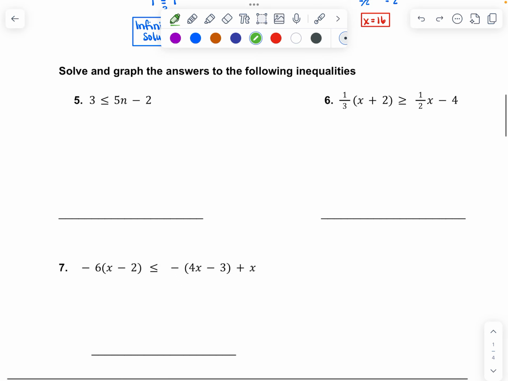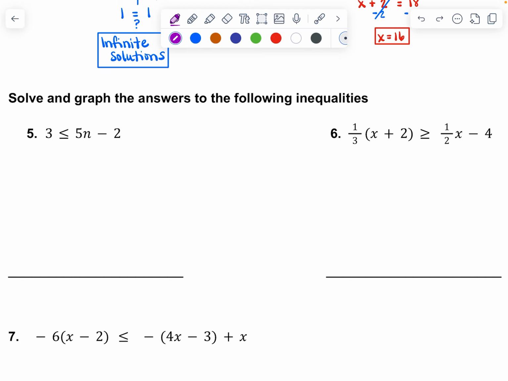All right, the next section is solving inequalities, which is the exact same as solving equations, except you have to remember to flip the inequality symbol when you divide by a negative, right? Flip the symbol if you divide by a negative.